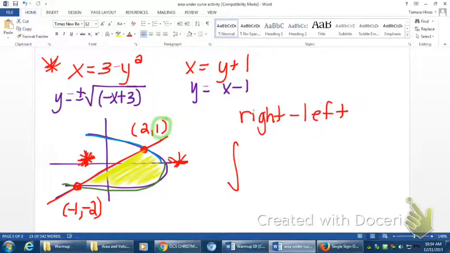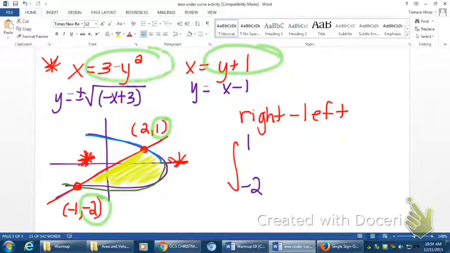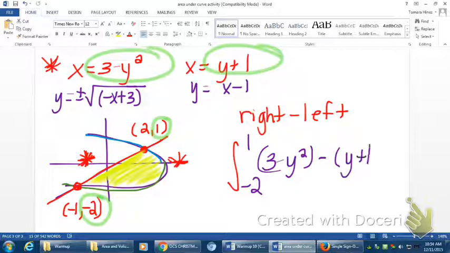So we're going to put 1 and -2 as the values. So -2 to 1. And then if I put those y values there in the integral sign, I have to also put y values in the equation. And so my y values that I'm going to put are y plus 1 and 3 minus y squared. So the right one is the 3 minus y squared. The left one is y plus 1. It'll be in terms of dy now.